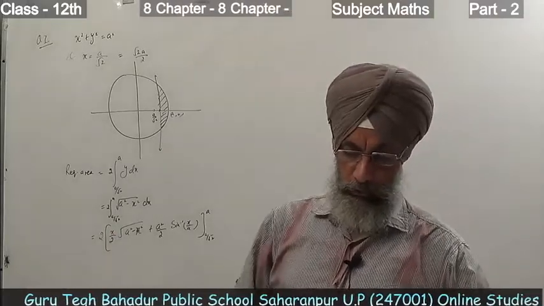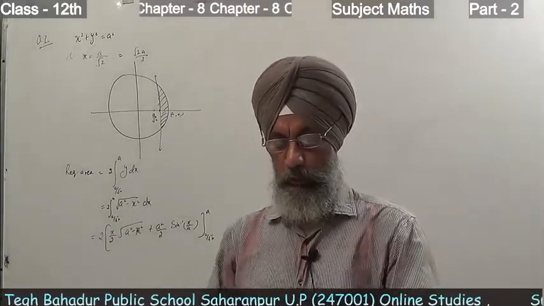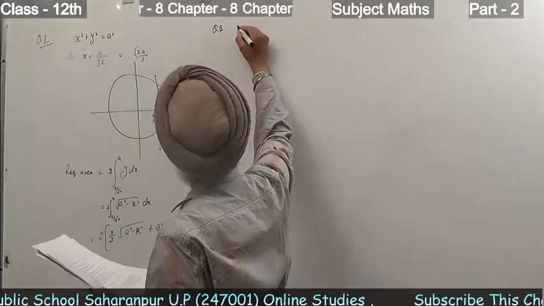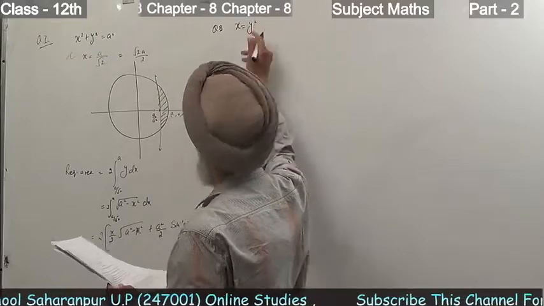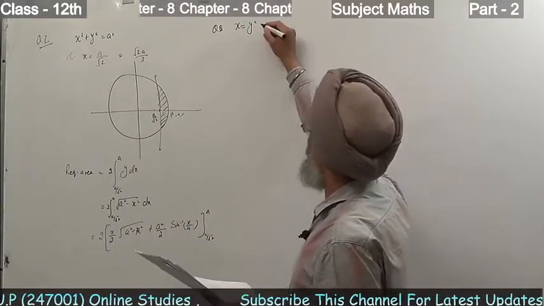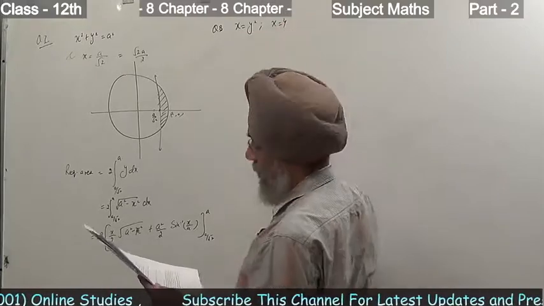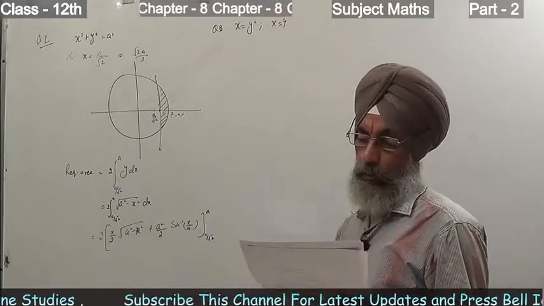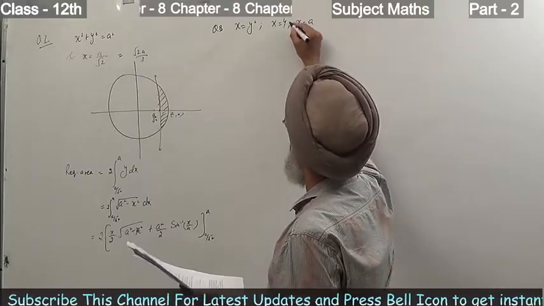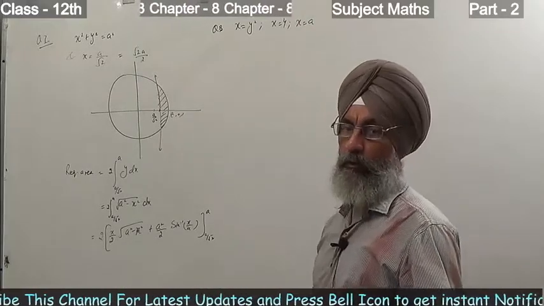Now see another question, question number 8. The area between the parabola y square is equal to 4ax and the line x is equal to 4 is divided into 2 equal parts by the line x is equal to a. The value a is unknown to us. We have to find the value of a.